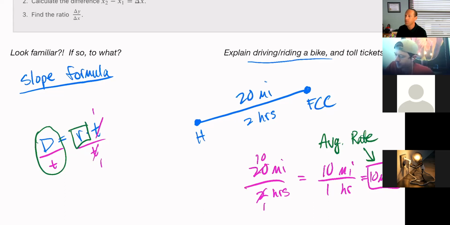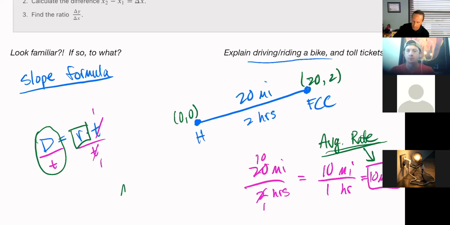Did I probably go a little bit faster at points? Did I probably go a little bit slower at points? Yes, absolutely. But what this allows me to find is the average rate of change. Okay, so how would I do that? Well, I could just say that this is the point 0, 0 and this is the point 2, 20. And I could literally just find the slope of it by doing the change in my y values over the change in my x values.